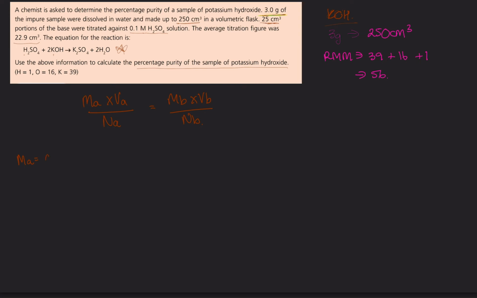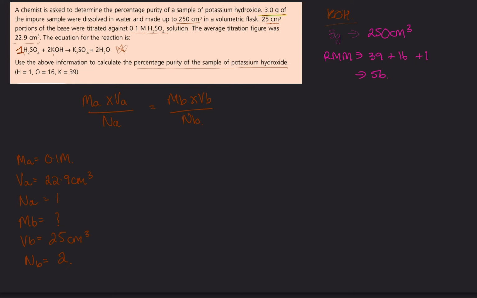Molarity of the acid we have 0.1 molar. Volume of acid is the average titer, 22.9 centimeters cubed. Number associated with the acid is 1. You can see that from the equation. There's an imaginary 1 there. Molarity of the base, we're not given. We don't know. That's the thing that we need to figure out. Volume of base is 25 centimeters cubed. And the number associated with the base is 2. And we can see that from the equation as well.